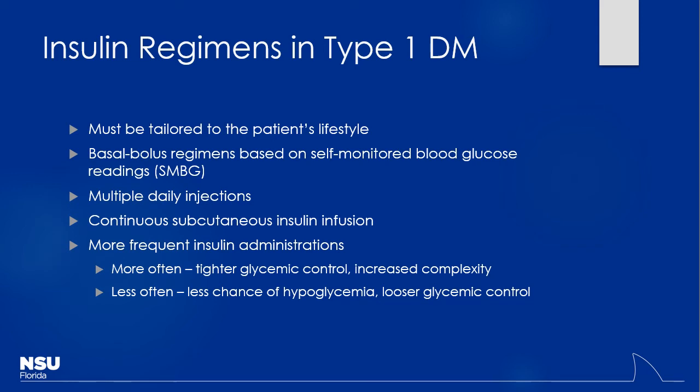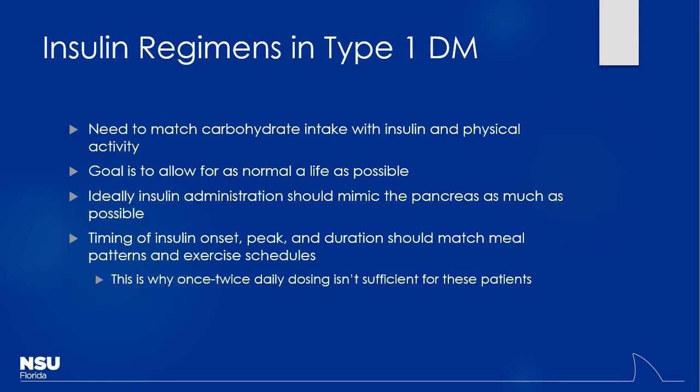Typically what you're going to find is that the more frequent the insulin administrations, the tighter the glycemic control is, which is good from one standpoint, but you're also going to have increased complexity. You're going to have more chances for what side effect? Hypoglycemia, right? The more I'm giving, the more likely I am to see hypoglycemia. Less often, though, you will have less chance of hypoglycemia, but also less tight control of the glycemic profile for that patient. So again, you have to find a happy medium between the two, so that you're not having to give 7-8 injections throughout the day, but you're also not just giving one time a day, right? So there are different ways we can do that.